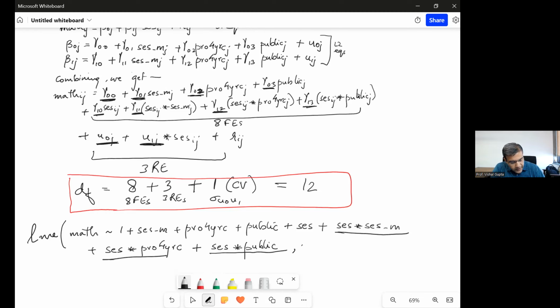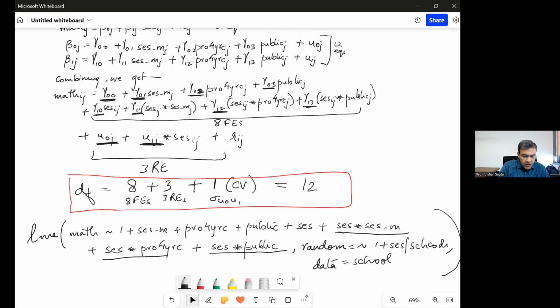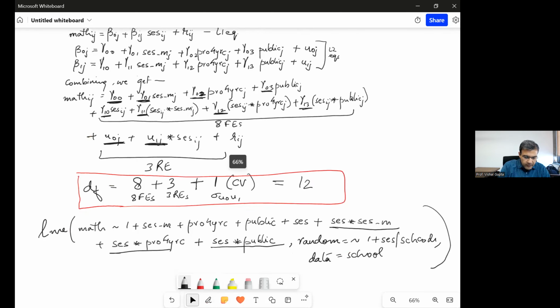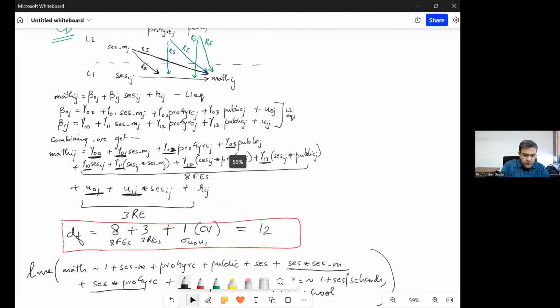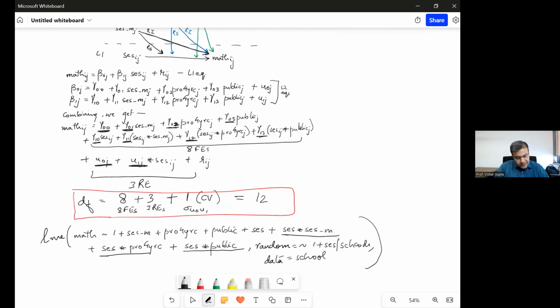And we are also modeling the random is equal to tilde 1 plus SES per school code, and data is equal to school. That's it. This is the command that we are going to feed into the software in order to analyze what we are doing. So I have shown you how to draw this kind of diagram, then how to formulate the mathematical equation, and eventually how to actually analyze it using statistical software.